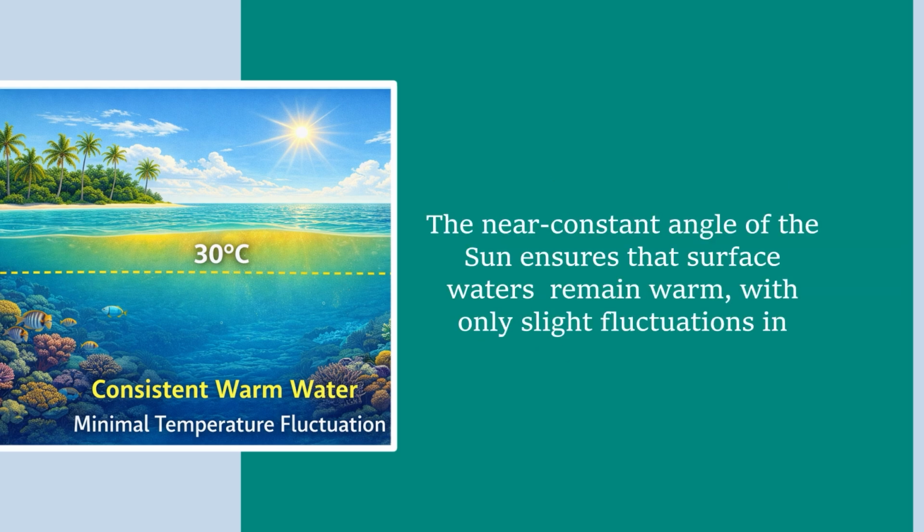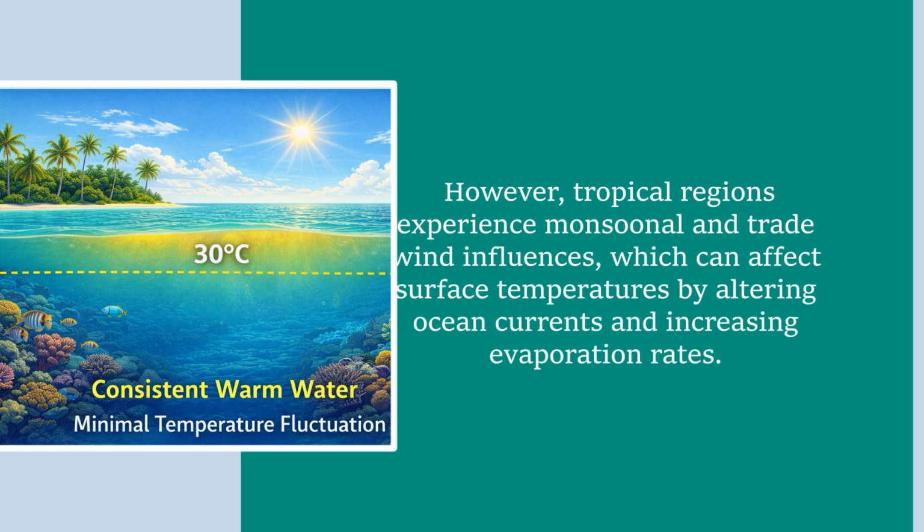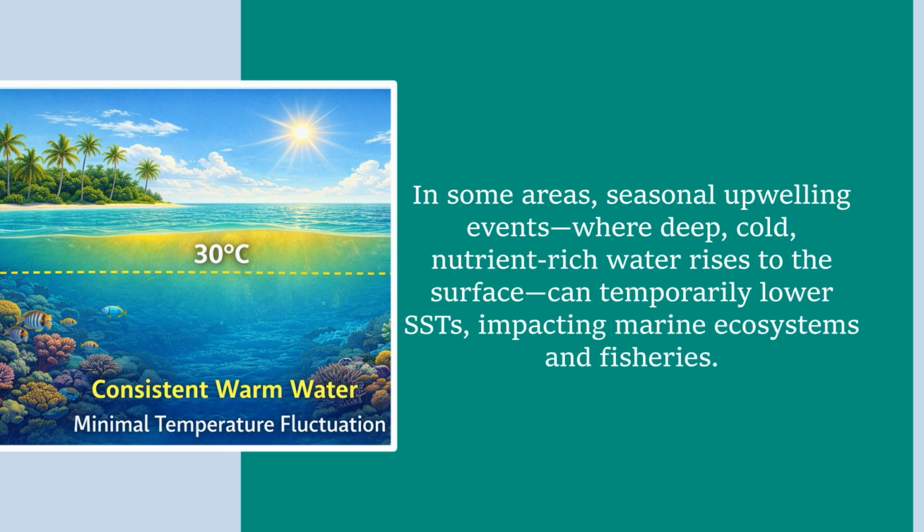The near constant angle of the sun ensures that the surface water remains warm with only slight fluctuations in temperature. However, tropical regions experience monsoonal and trade wind influences, which can affect the surface density by altering ocean currents and increased evaporation rates. In some areas, seasonal upwelling events where deep, cold, nutrient rich water rises to the surface can temporarily lower the sea surface temperatures, impacting marine ecosystems and fisheries.